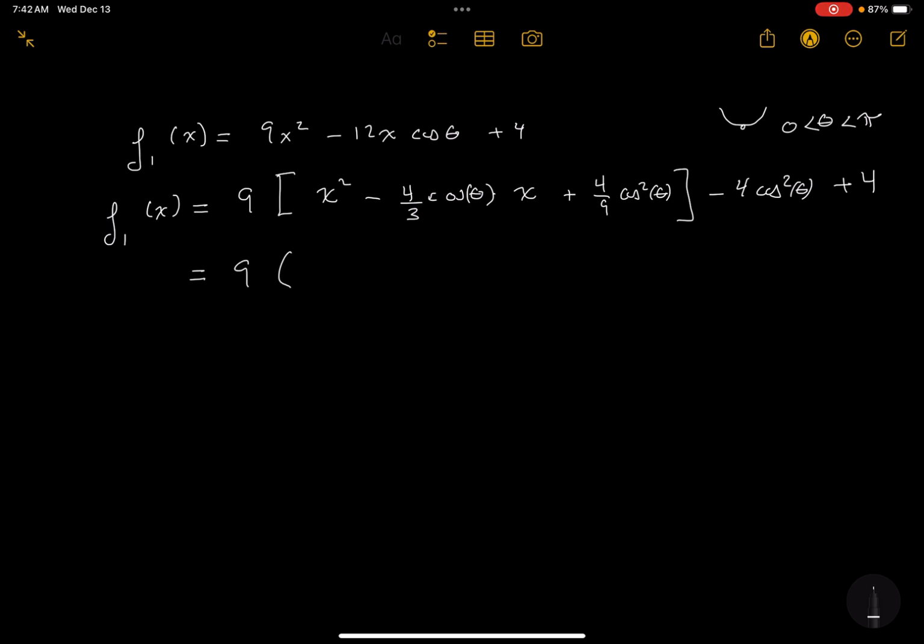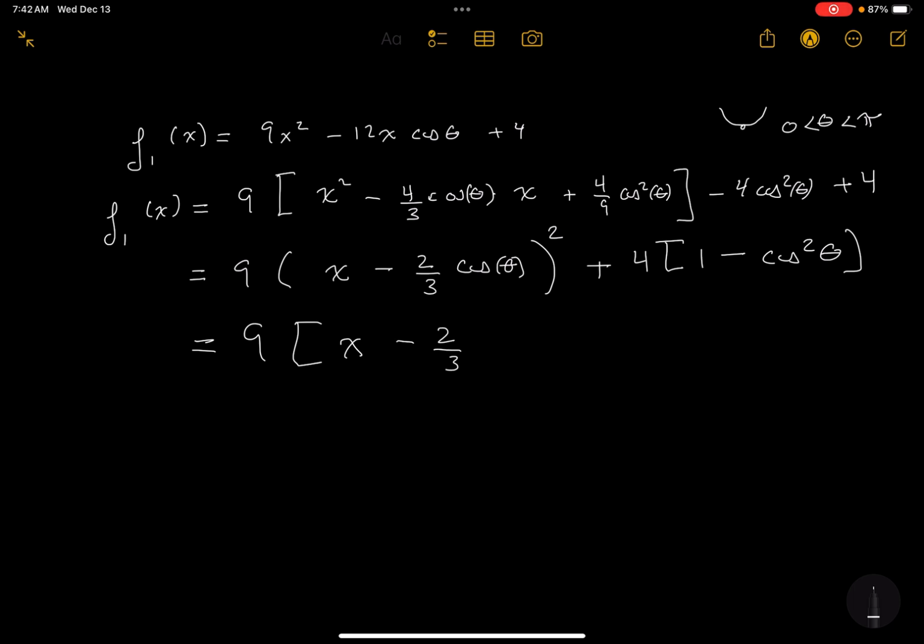They say complete the square. I've done that. This will be x minus 2/3 cosine theta, squared. And then over here, I'm going to factor out a 4, and you're going to get 1 minus cosine squared theta. I'm going to try to neaten this up a little bit. This is going to be x minus 2/3 cosine theta squared plus 4, and 1 minus cosine squared is probably better off written as sine squared. So now I know where my vertex is.